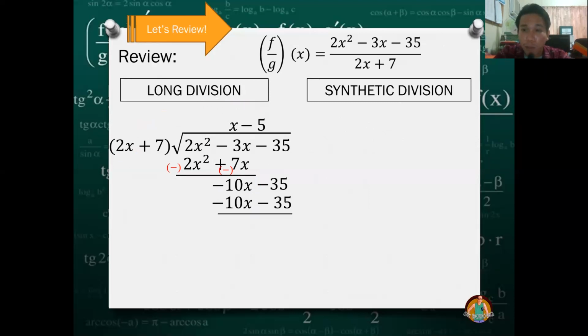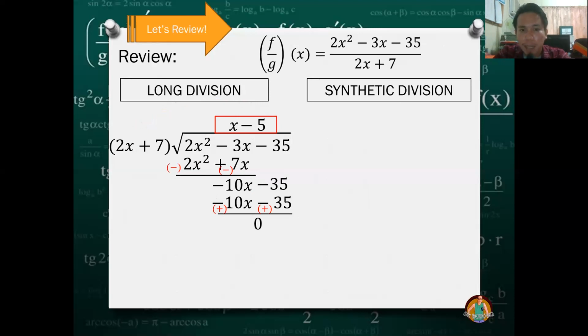And of course, we'll proceed to subtraction. Of course, we change the sign of our subtrahend. So positive 10 minus 10 will give us 0, and negative 10 plus 35 will give us also 0. So our final answer will be x minus 5. Now let's check with our synthetic division if we will get the same answer.